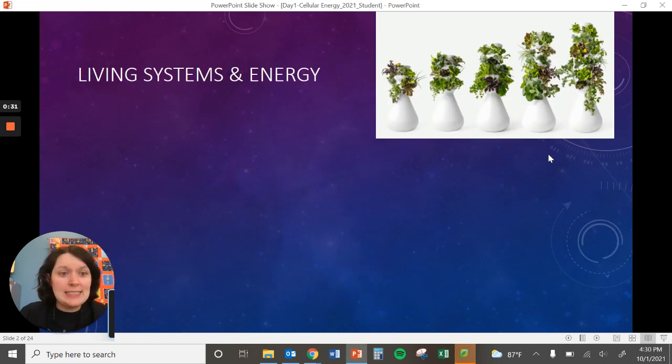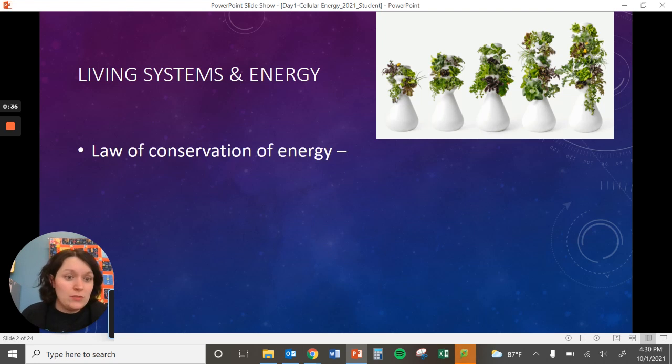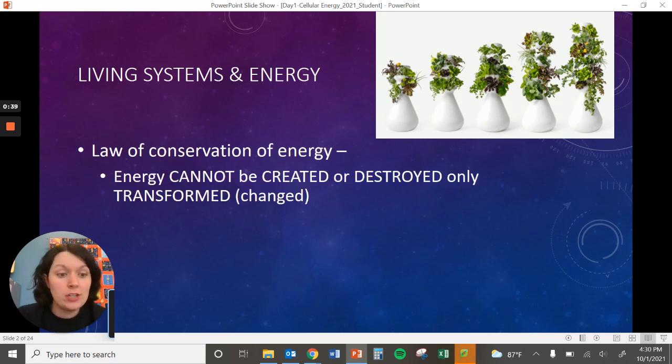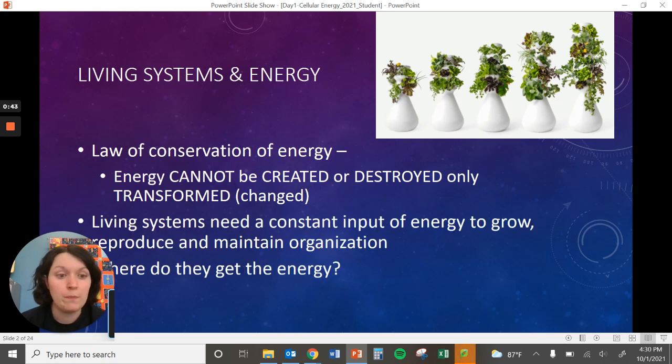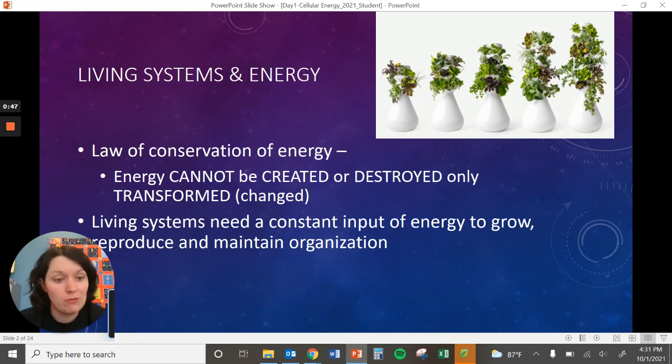Okay, and so this gets at our idea of living systems needing energy, which we've talked about in the past. We've talked about the law of conservation of energy, which is that energy cannot be created or destroyed. It can only be transformed or changed into something new. And so living systems need a constant input of energy so that they can reproduce and maintain organization and all of those things. So think about, where do they get this energy from?